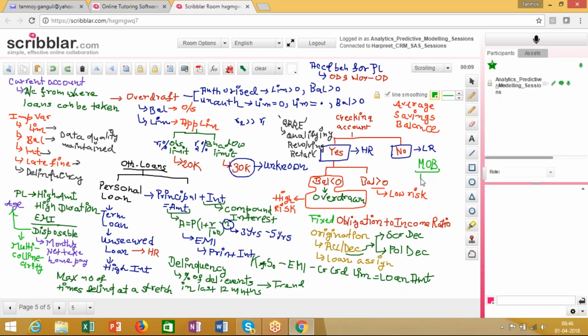And to understand how good or how bad a borrower is, or how the bad rate differs with month on books, what we do is something called the seasoning analysis. In a seasoning analysis, we plot the month on books on one axis and the bad rates on the other. From there, we look into the trend, how the bad rate has been behaving across the values, right?